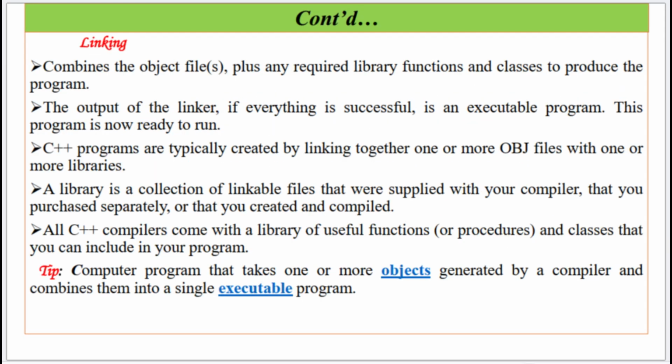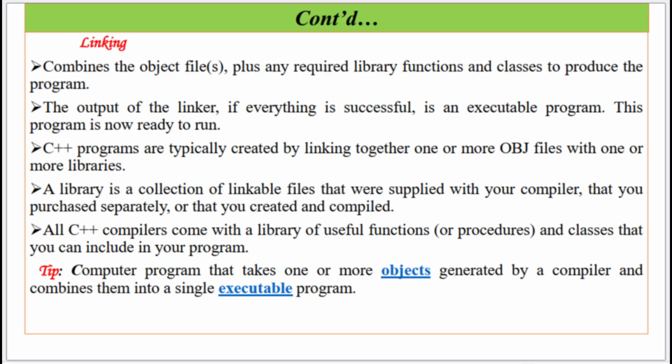Linking combines the object file, plus any required library functions and classes, to produce the program. The output of the linker, if everything is successful, is an executable program. This program is now ready to run. C++ programs are typically created by linking together one or more object files with one or more libraries. A library is a collection of linkable files that were supplied with your compiler, that you purchased separately, or that you created and then compiled. All C++ compilers come with a library of useful functions, or procedures, and classes that you can include in your program.